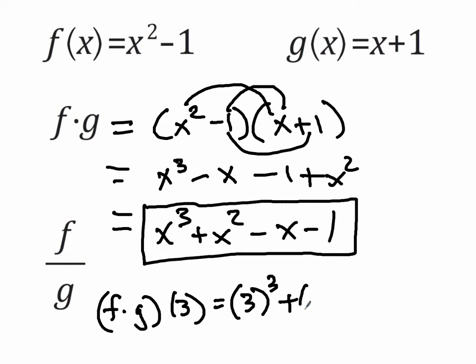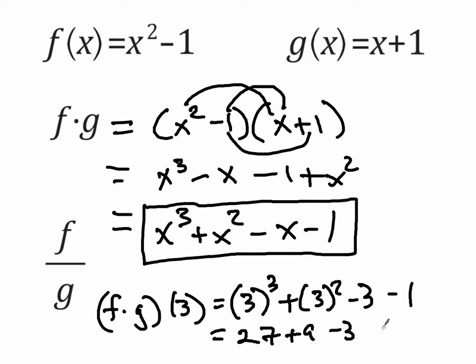So 3 cubed plus 3 squared minus 3 minus 1. That's 27 plus 9 minus 3 minus 1. Uh-oh. I've got some kind of mistake here. Hate it when that happens. Oh, right. It was f times g of 2, not f times g of 3. Just kidding.